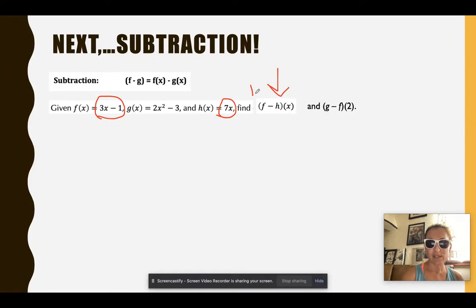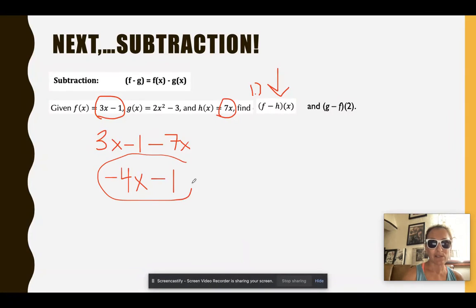For example 1 right here, we're going to have the 3x minus 2, what the f function is, and we're going to subtract from it the h function. Again, all we can do is collect like terms. So we're going to get minus 4x minus 1, and that's all we can do with that first example.